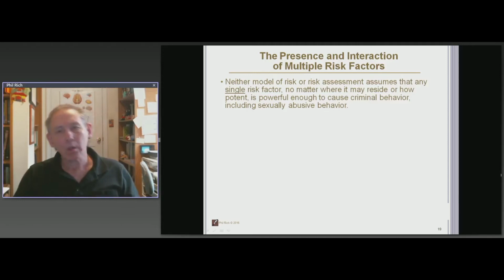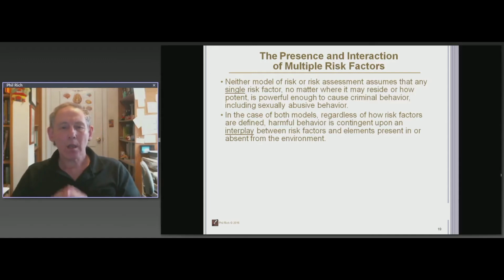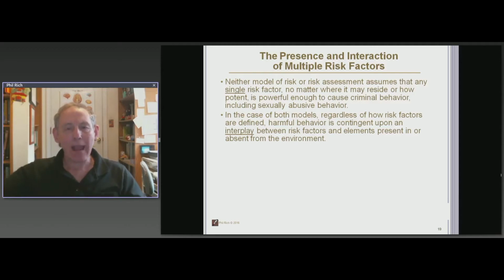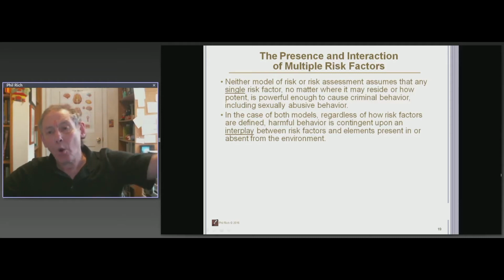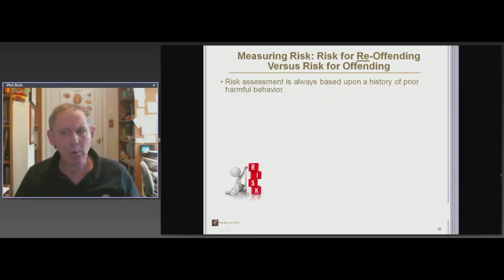However, whether we look at an actuarial model or a clinical model, it's not the presence of any single risk factor that's enough for us to say something's a high risk. No risk factor alone has that kind of power. No matter how we measure, assess, discover risk factors, no matter how we define them, harmful behavior is contingent upon that interaction, that interplay, that amplification between risk factors and elements that are present in the environment or absent from the environment. So it's the combination of multiple risk factors that ultimately allows antisocial behavior to emerge from risk. That's really what we're ultimately concerned with, right? The emergence of harmful behavior.